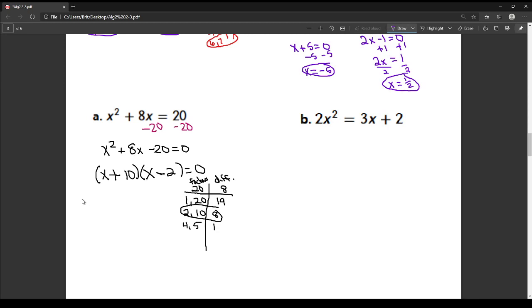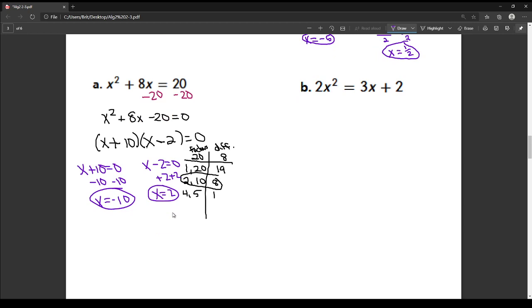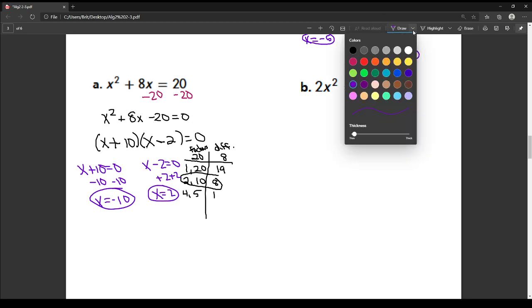Now I need to go through and solve it. So I'm going to say x plus 10 equals 0, and x minus 2 equals 0. So on this left one, we subtract the 10, and I get x equals negative 10. On this right-hand one, I add 2 to each side and get x equals 2. Now remember, you could always double check yourself when you're factoring by distributing that back together and making sure you get your original expression. So that's something I encourage as well.